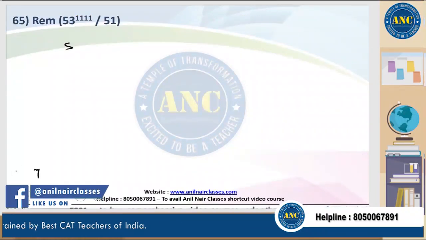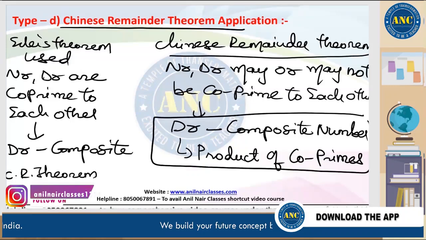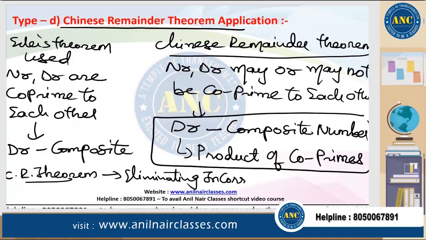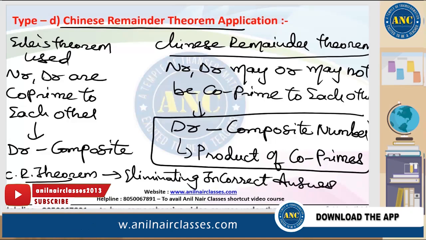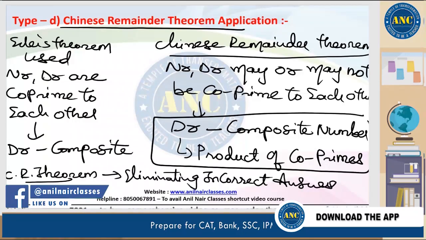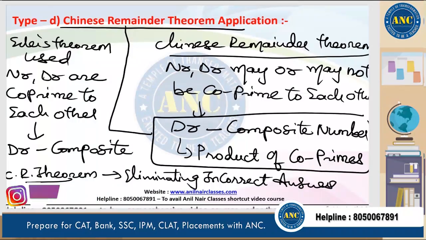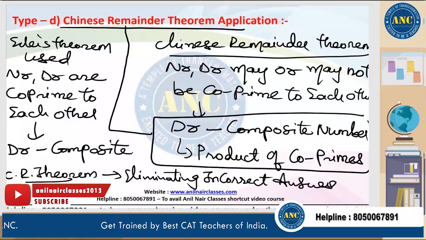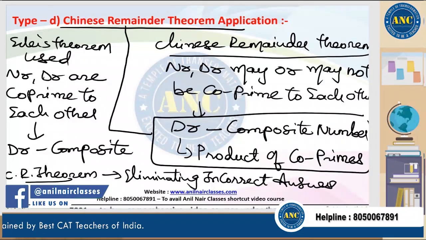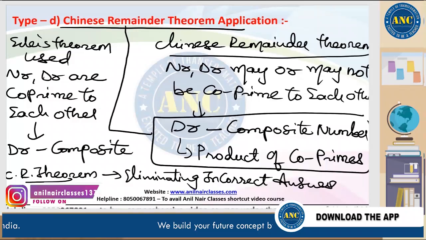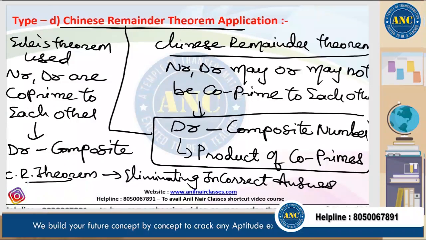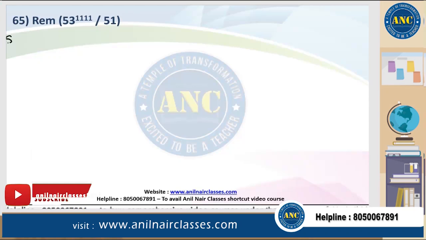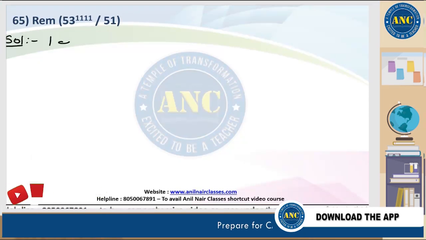Chinese remainder theorem helps in eliminating incorrect answers. Euler's theorem is also used when the denominator is a composite number. Chinese remainder theorem is also used when the denominator is a composite number. The only difference is that Chinese remainder theorem can also be used when the numerator and denominator may or may not be co-prime to each other. For Euler's theorem, definitely it should be co-prime. I will explain this last point when I complete all the problem solving of Chinese remainder theorem. Now listen carefully. Multiple problems we will solve.